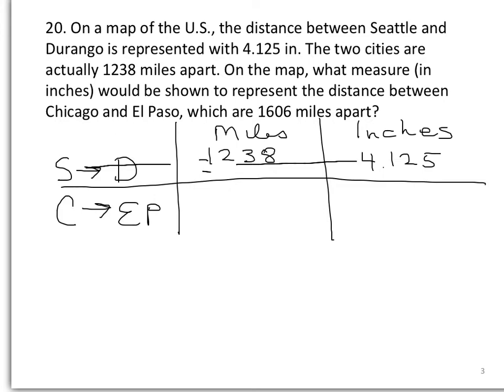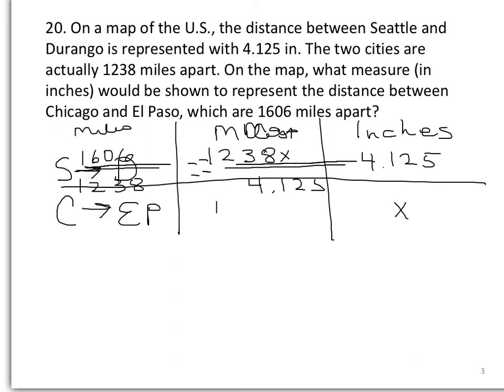The Chicago to El Paso distance, we don't know how many inches, but we can put them as 1,606 miles. Now you can set up your proportion in one of two ways. You can compare your miles for one place over your miles for the other to your inches for one place over the inches to the other, so 1238 over 4.125 equals 1606 over x, or you could put the inches on top.